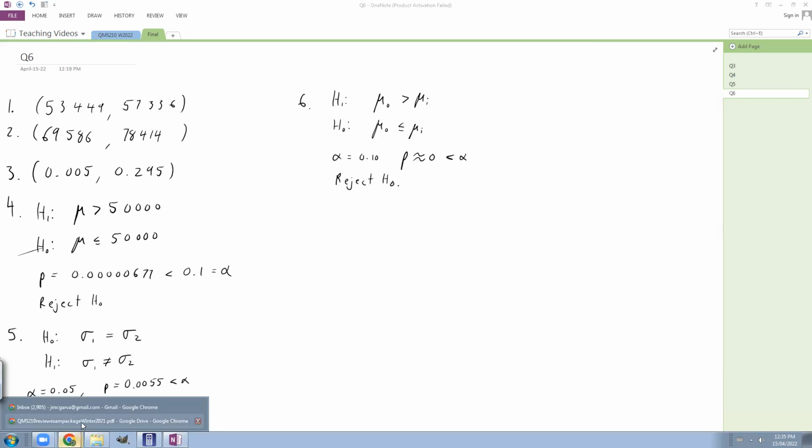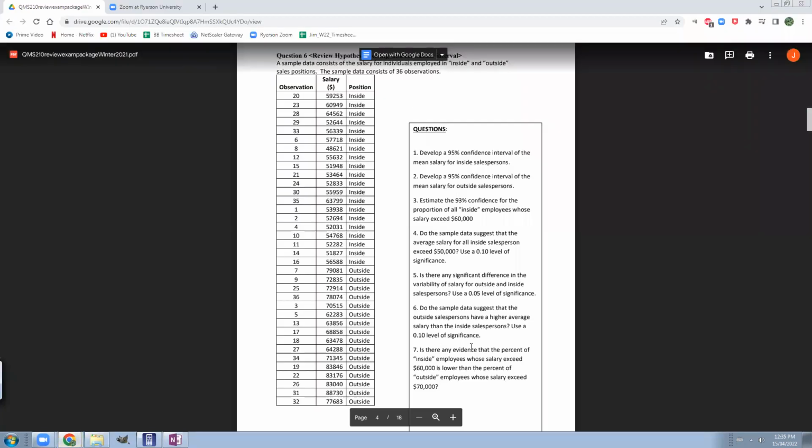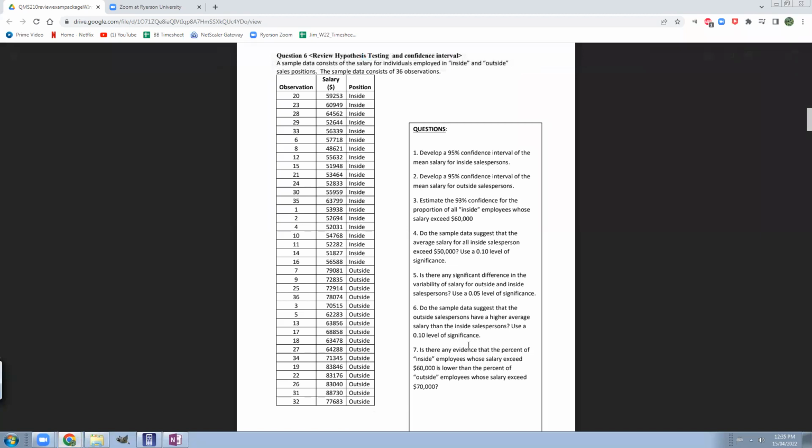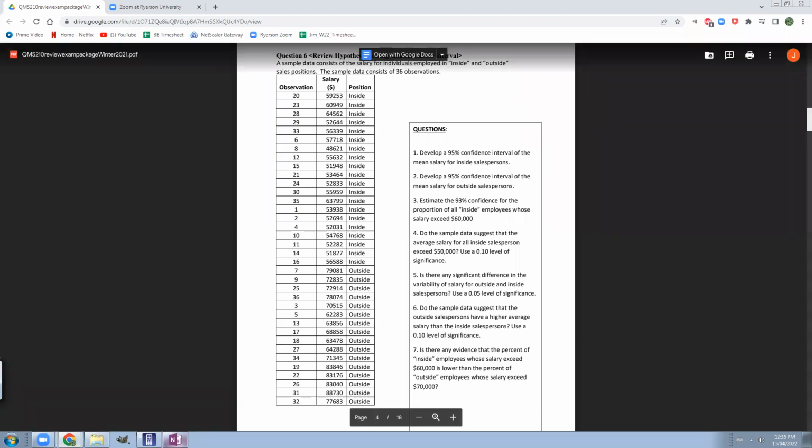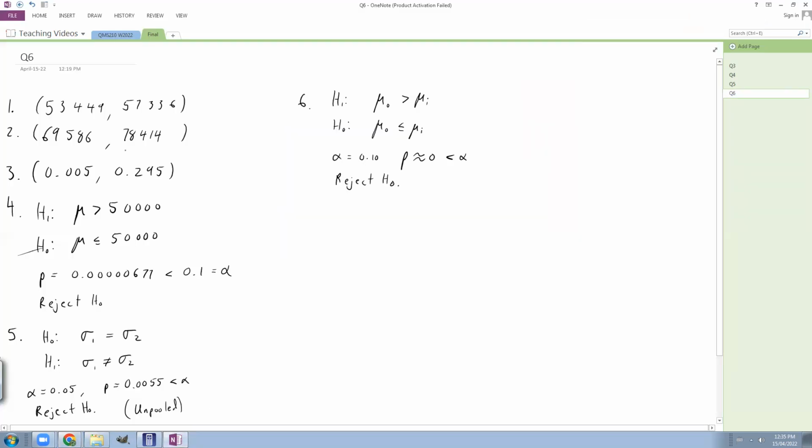All right, and now the last part is part 7. Is there any evidence that the percent of inside employees whose salary exceeds 60,000 is lower than the percent of outside employees whose salary exceeds 70,000? So this is a percentage or proportions question.